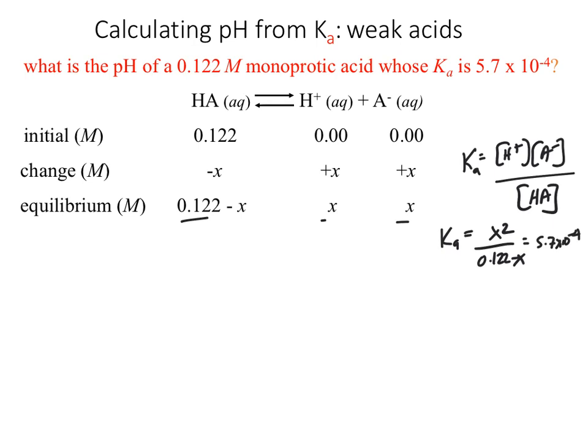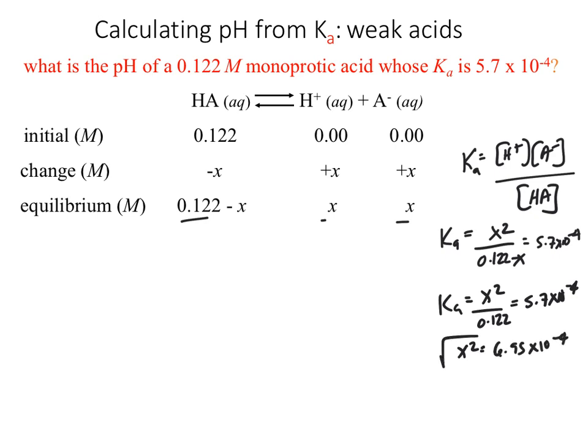Now, because this is just a simple Ka or equilibrium problem, we can apply the same rules that we have in the past. So because Ka is so small, we're going to see if we can just drop this x down here and subsequently solve for our x in a simplified way. So we're going to simplify the Ka expression, and that will give us the following equilibrium expression. Okay, and then we're going to solve for our x. So x squared is going to equal 6.95 times 10 to the negative 4th.